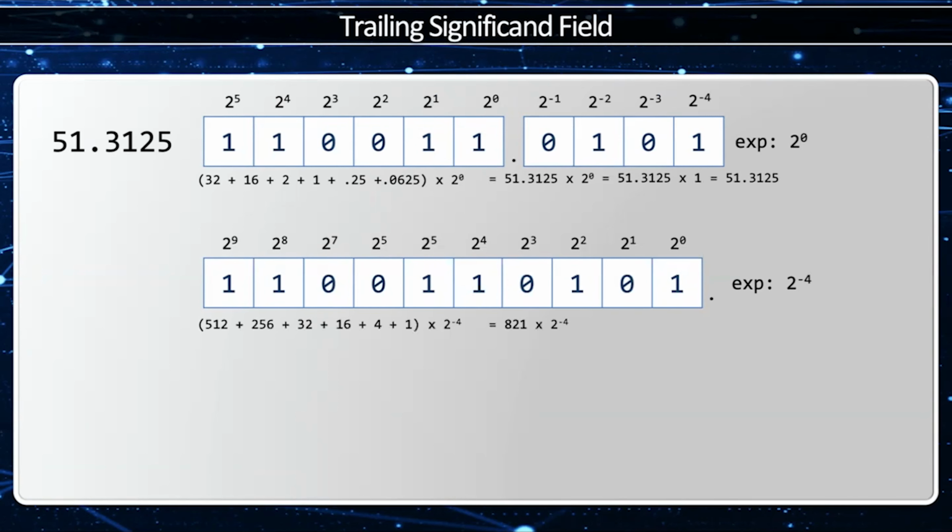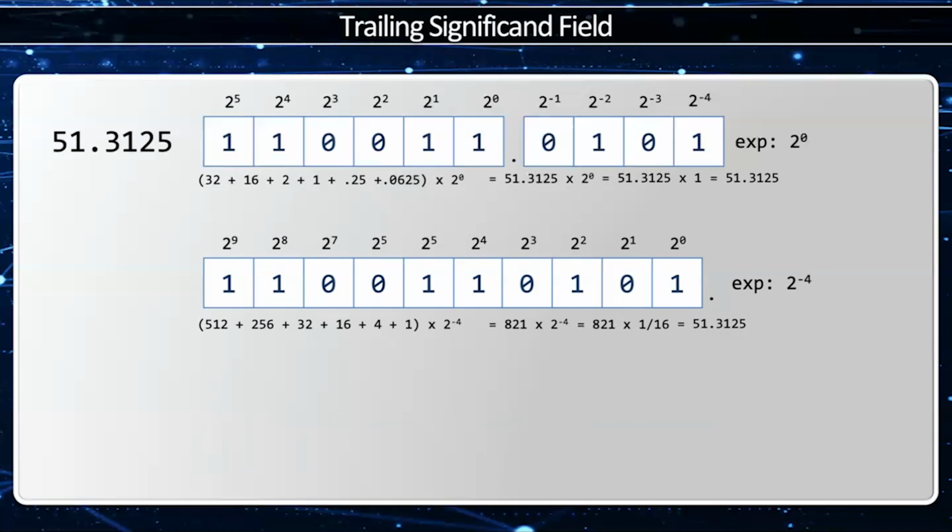And what does that equal? 821 times 2 to the negative 4. But what's 2 to the negative 4? 2 to the 4 is 16, so it's divided by 16, which gives me the same number, 51.3125. So we have two different ways to represent the same number.